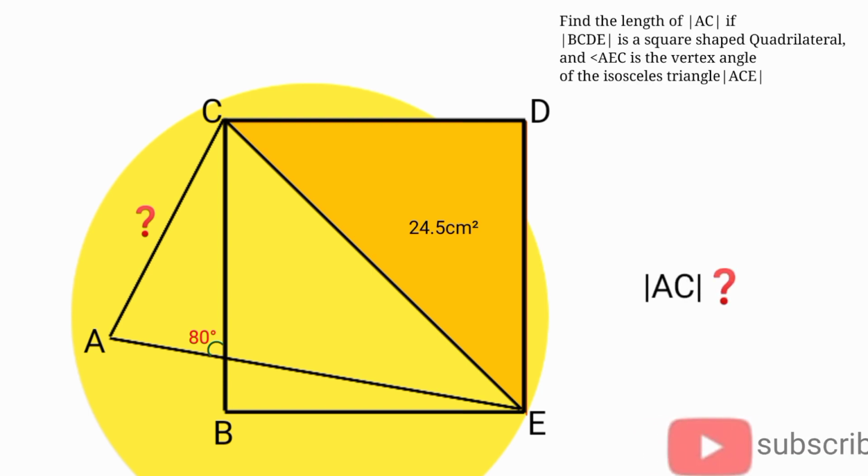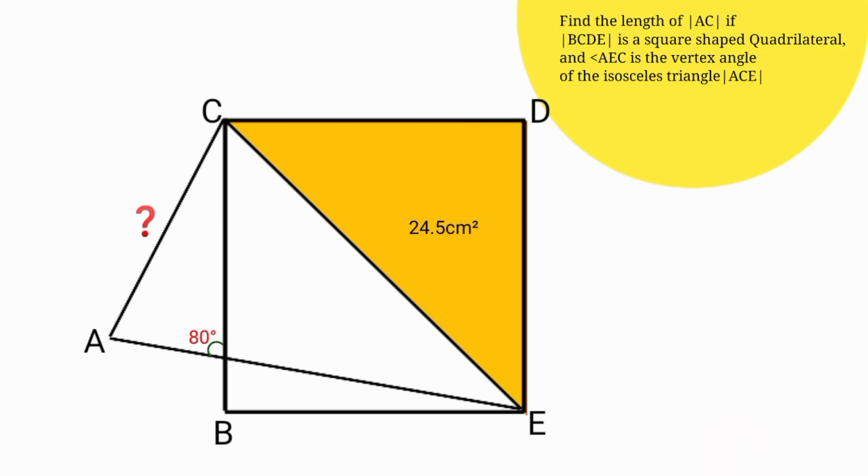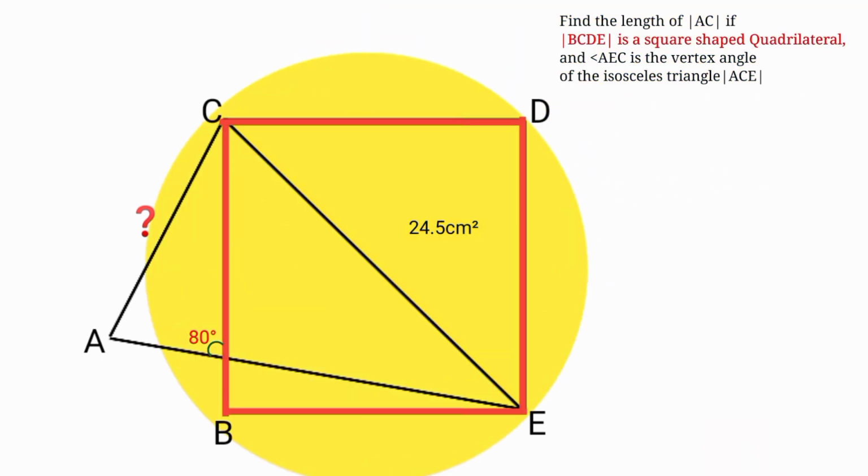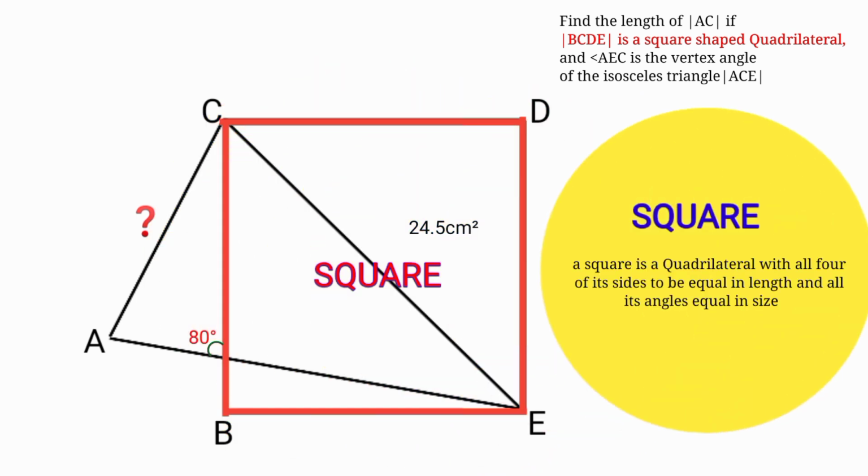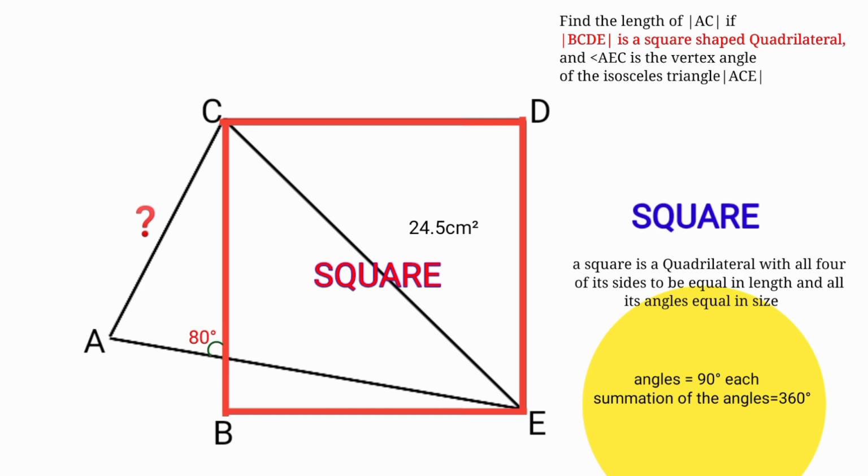Well, let's first analyze this data given here. It says this shape BCDE here is a square-shaped quadrilateral. So what is a square-shaped quadrilateral? A square-shaped quadrilateral is a four-sided polygon with all its four sides equal in length and all four of its angles equal in size, that is 90 degrees each, because the sum of angles in a four-sided polygon is 360 degrees, and 360 degrees divided by 4 is 90 degrees.